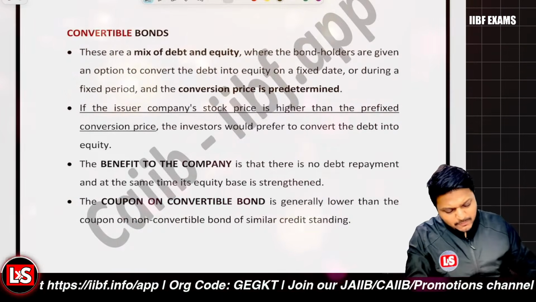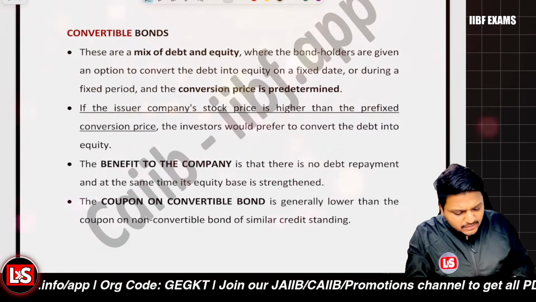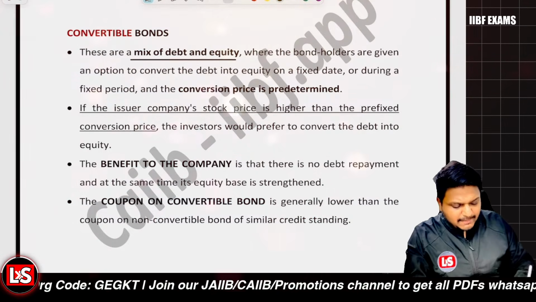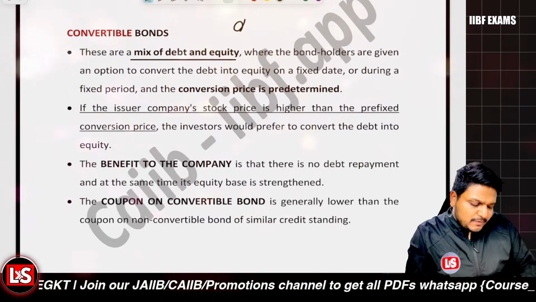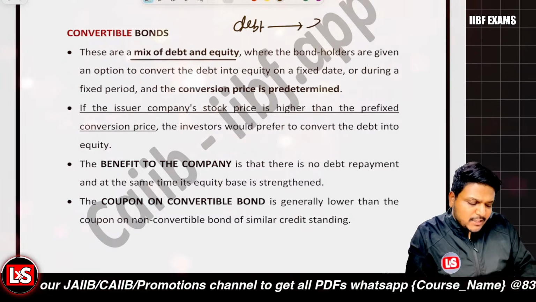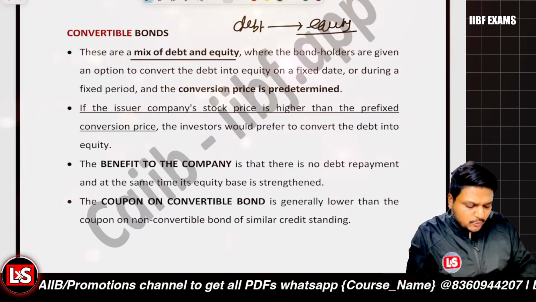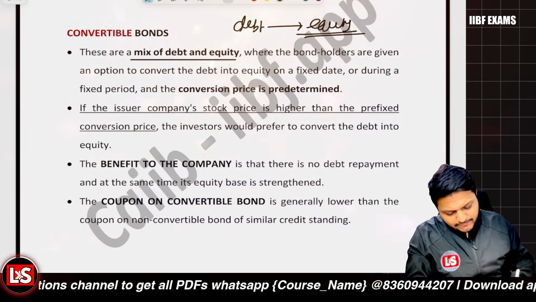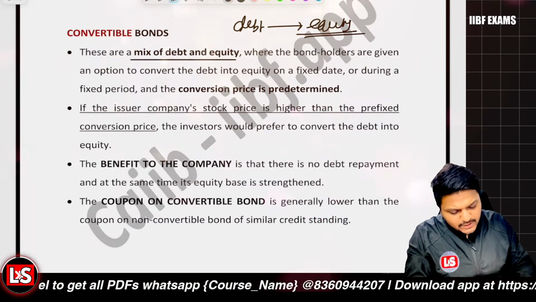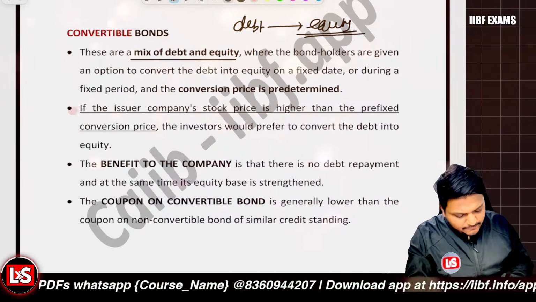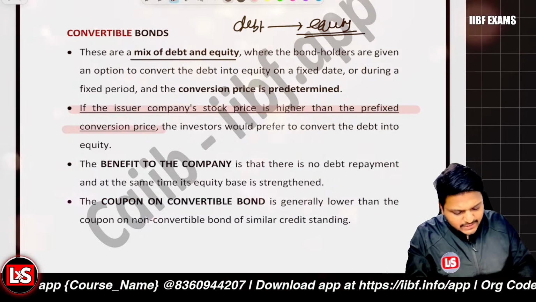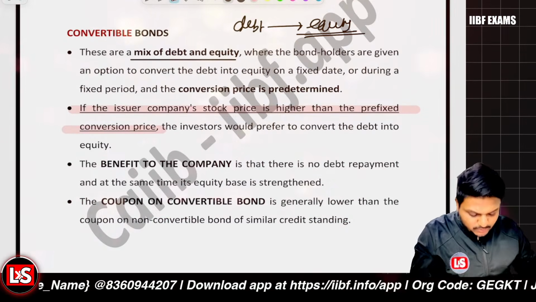So for the convertible bonds, I've already told you these are a mix of debt and equity. You previously have a debt instrument which you can convert into equity after some particular tenure. So definitely if the issuer company's share price is higher than the prefixed conversion price, it's beneficial, it's favorable. You will be converting your debt into equity.